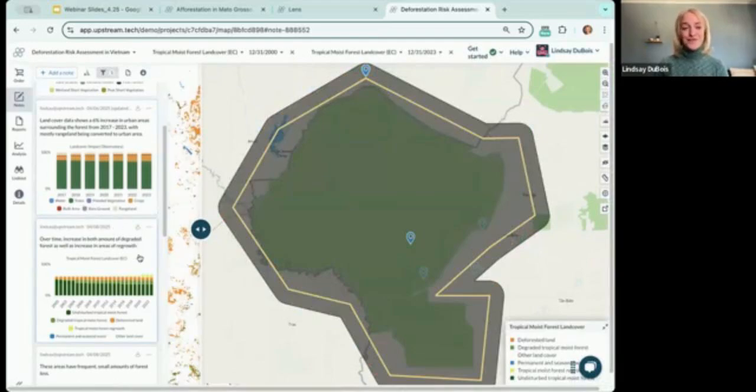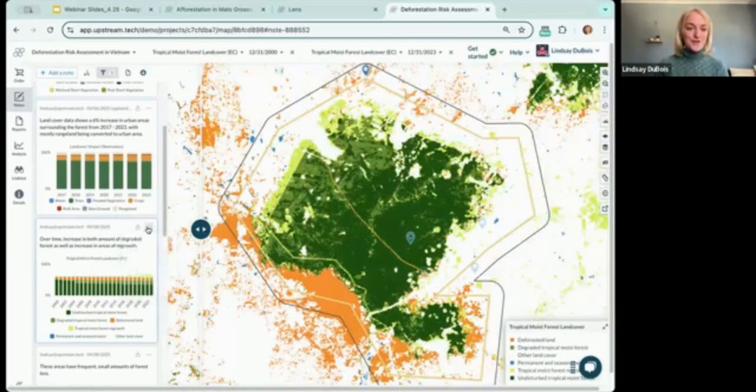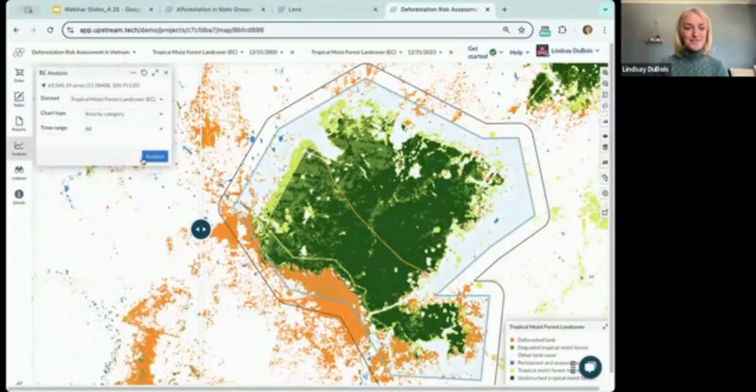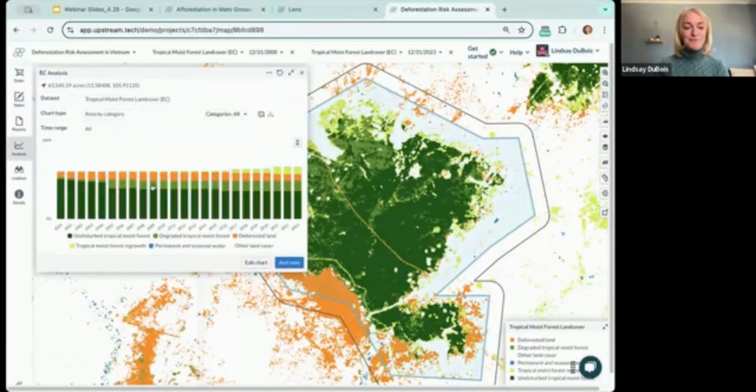Next, we have this other land data set called the tropical moist forest layer. And this one's interesting, so I'm going to open this analysis in particular and give you a better look at this. This is only available in tropical areas, but it divides forest into 6 different categories, from undisturbed tropical forest to degraded forest. The orange would be deforested land, and this neon yellow-green would be tropical forest regrowth.